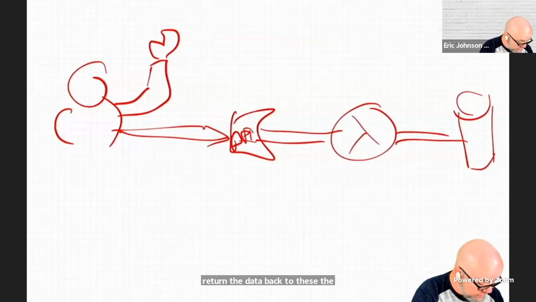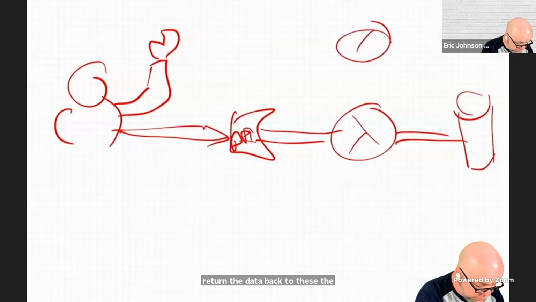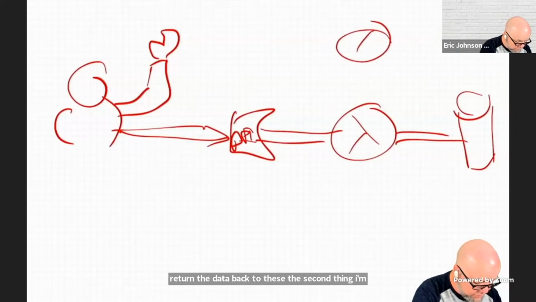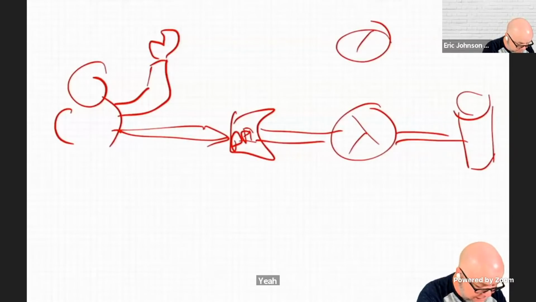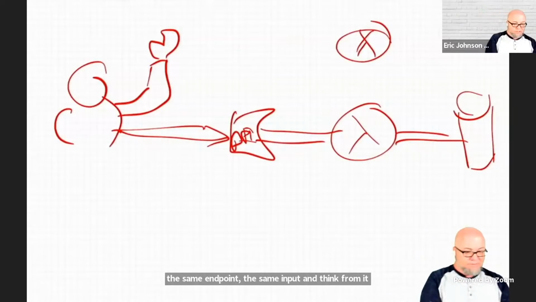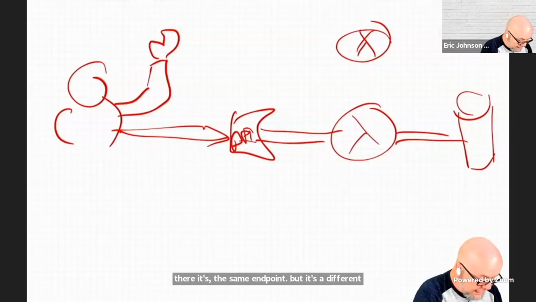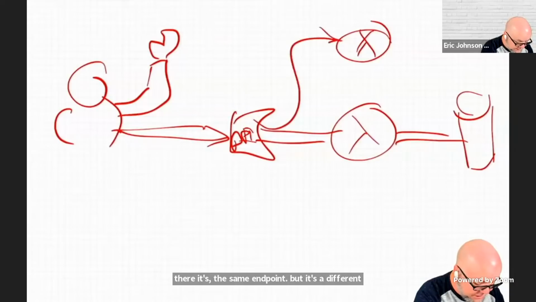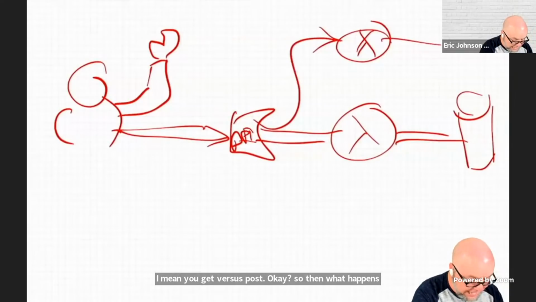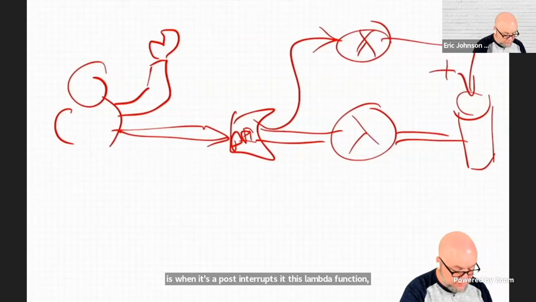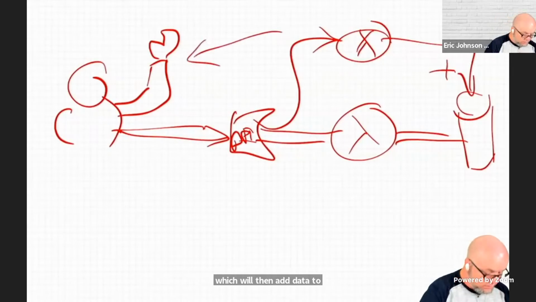The second thing I'm going to do is have another Lambda function on a different endpoint. Yeah, no, I'm sorry. It's the same endpoint. I had to think for a minute there. It's the same endpoint, but it's a different method. I'm going to use GET versus POST. So then when it's a POST, it'll route to this Lambda function, which will then add data to the database and return a response to me.